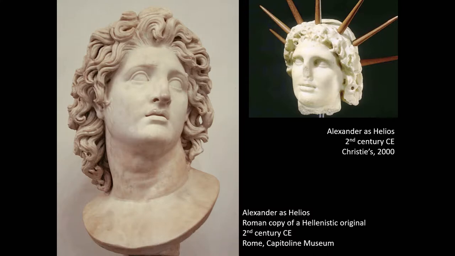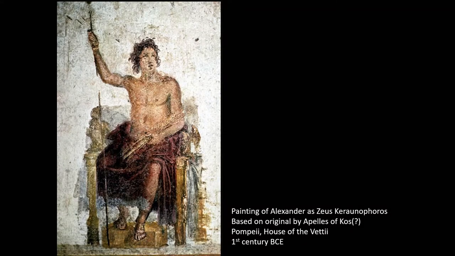So one final representation of Alexander as a god: Alexander as Zeus Kranophoros, a wall painting from the House of the Vettii, again at Pompeii. We've already seen the Alexander mosaic from Pompeii. Alexander seems to have been extremely popular in Pompeii. We've got numerous images of him throughout the city, for the reasons that we've already discussed, perhaps. This one, though, is important because it's probably based on an original. Remember we talked at the beginning, we've got Lysippus, the court sculptor. We've also got Apelles, the court painter.